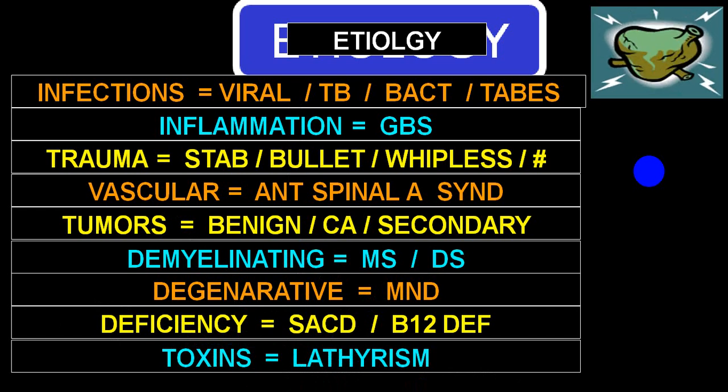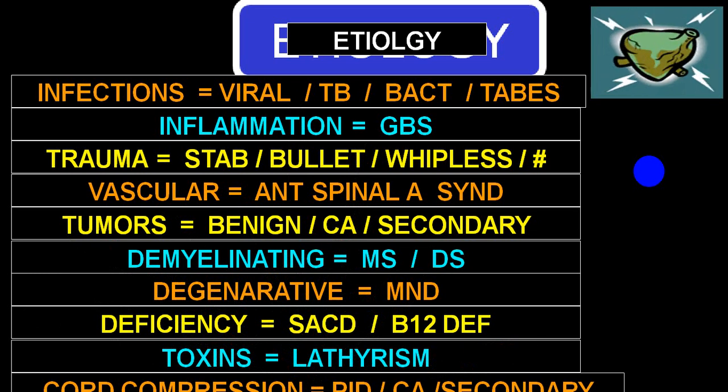Toxins of kesari dal, we call lathyrism, which is still quite common because a good number of people consume kesari dal in their food. You can have a cord compression secondary to, most commonly, a prolapsed intervertebral disc, which is usually lateral, or we call it posterolateral.